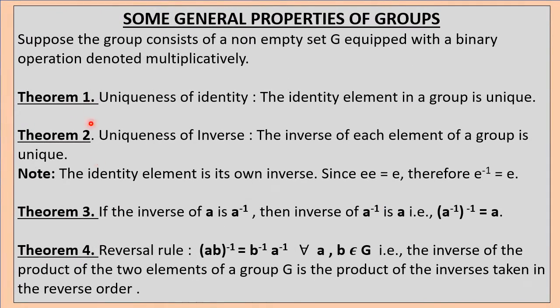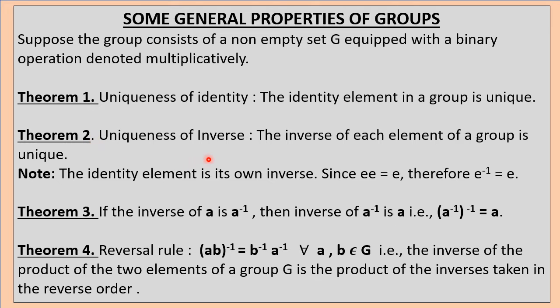Now the next topic is some general properties of groups. Suppose the group consists of a non-empty set G equipped with a binary operation denoted multiplicatively, then we have the following properties or theorems. First one is uniqueness of identity. The identity element in a group is unique, which means that there is only one identity element in a group.